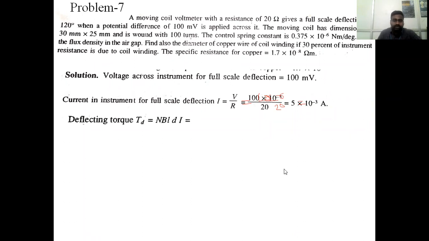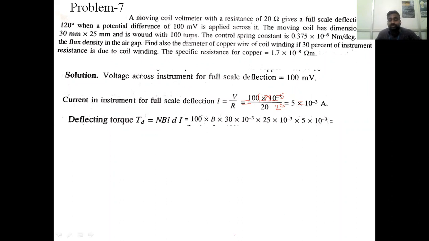If we see further, we need to find out the deflection torque, that is T sub d is equal to N B L D into I. So what is the value of deflection torque? Number of turns is 100 turns. We need to find out the flux density. Length is 30 mm, that is 30 into 10 to the power minus 3. Breadth is 25 mm, that is 25 into 10 to the power minus 3. Current is 5 milliamperes, 5 into 10 to the power of minus 3.